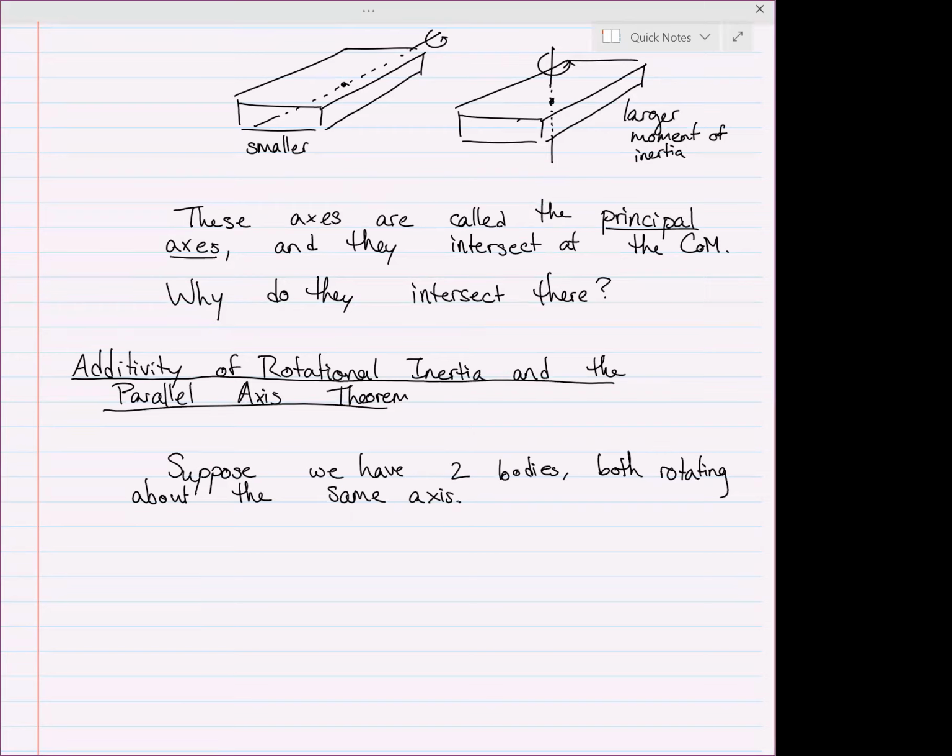Then you could consider both rocks as rotating about that axis. They're both doing their own thing. They just happen to be doing it in sync. They're rotating about the same axis. So the question is how do we combine the moments of inertia of just one of the rocks with the moment of inertia of the other rock to get the moment of inertia of the whole system?